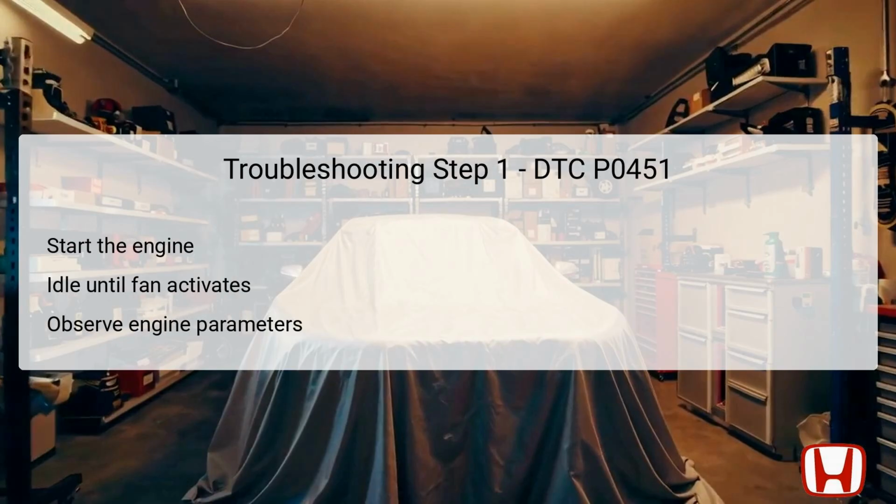The first troubleshooting step for addressing DTC P0451 begins with starting the engine and allowing it to idle until the radiator fan engages. This step is crucial as it ensures the engine reaches a stable operating condition, allowing the powertrain control module, PCM, to gather accurate information regarding the vehicle's performance. It is important to monitor various engine parameters while idling to verify that they fall within the normal operating ranges, specifically focusing on temperature and voltage levels.